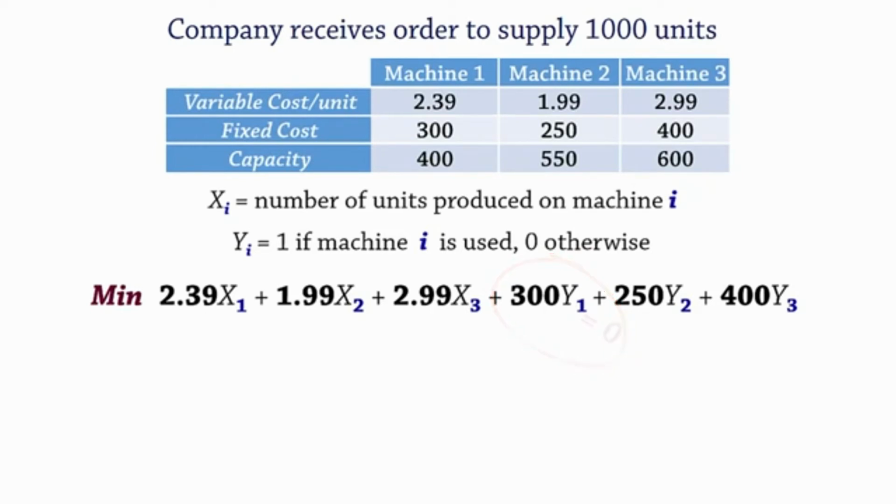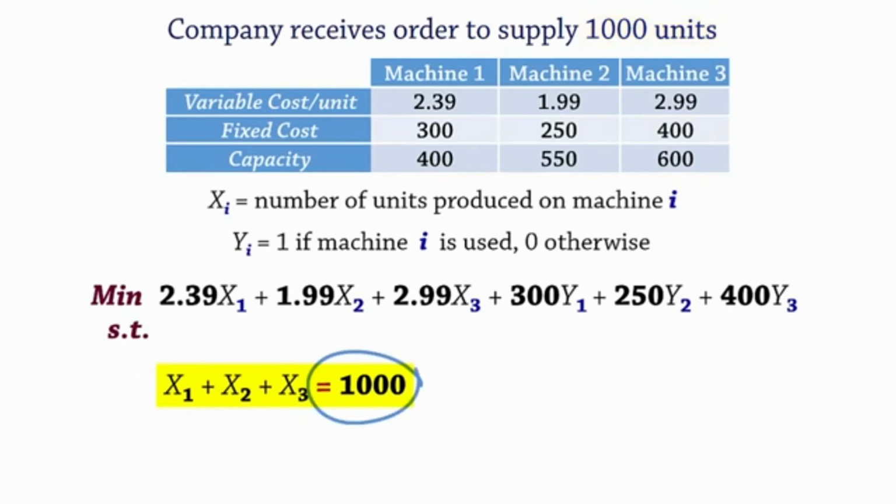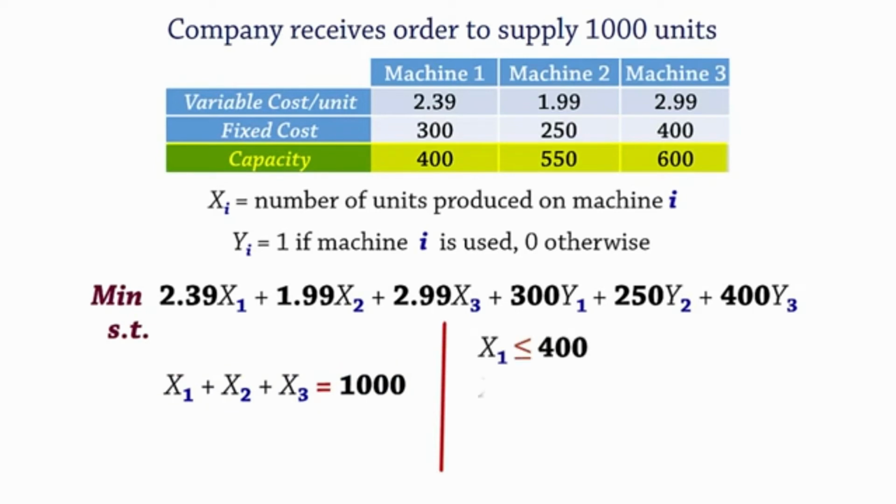For the constraints, we have an order here to supply 1,000 units. So we write x1 plus x2 plus x3 equals 1,000. Equality is used here because we have to meet the order or demand placed by the customer. Now for the capacities, normally we just write x1 less than or equal to 400, x2 less than or equal to 550, and x3 less than or equal to 600. Note that this x1 less than or equal to 400 constraint simply states that we can produce up to 400 units on machine 1. But if the machine is not used at all, this won't be possible.